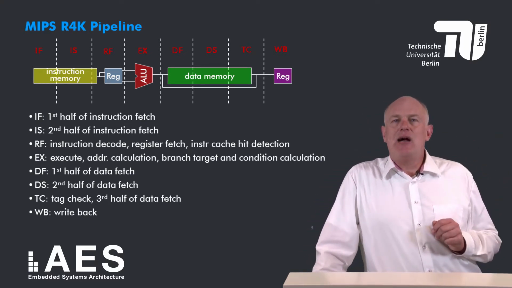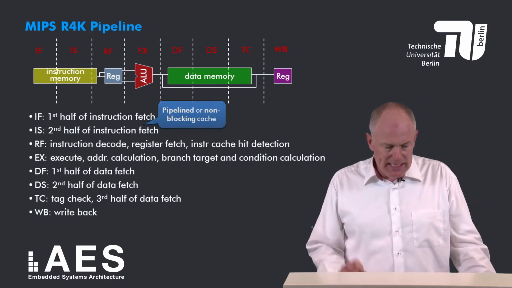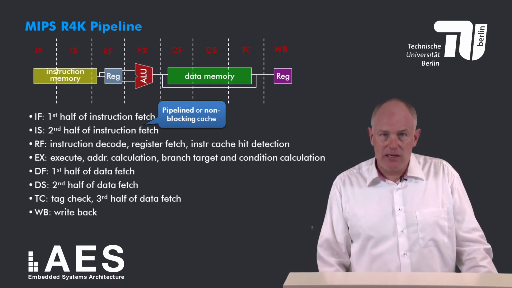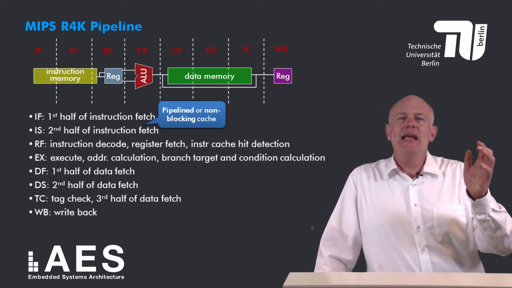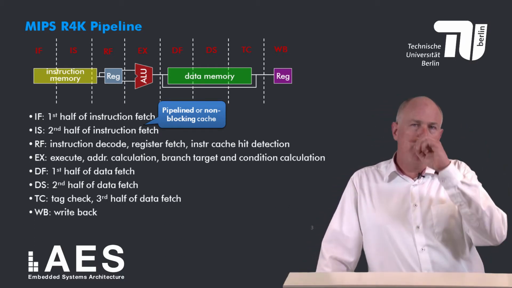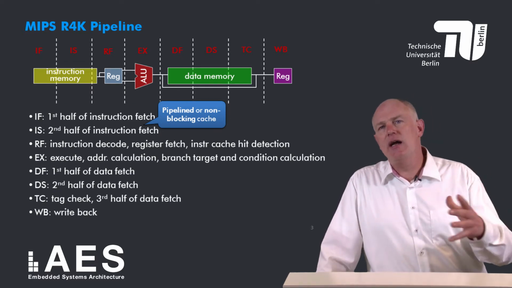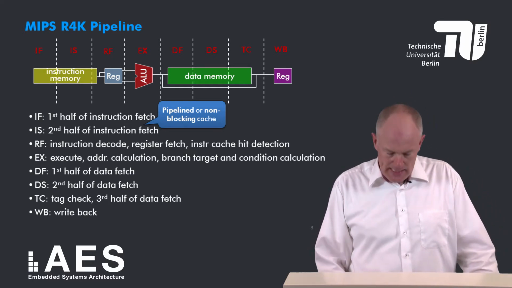Finally, in this lesson, I will describe some other features of the MIPS R4K pipeline. First, because the instruction as well as the data cache accesses are split over several pipeline stages, it needs a pipelined or non-blocking cache. Such caches allow starting the next cache access on every clock cycle.